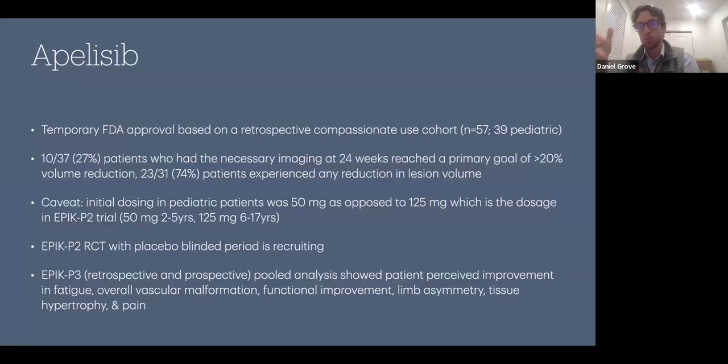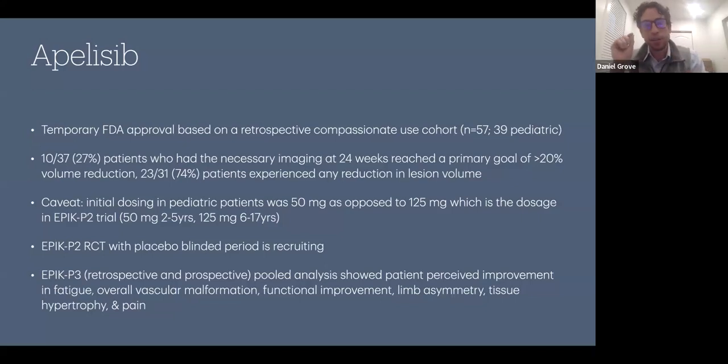At week 24, since it's retrospective, they didn't have before and post imaging on all the patients, but they noticed that about 30% of the patients who did have imaging had more than 20% volume reduction, and about 3/4 of patients had some form of volume reduction. But some of the exciting things they were able to show were great improvement in patient quality of life outcomes, things like fatigue, overall perception of the vascular malformation, functional improvement, patient-perceived limb asymmetry, tissue hypertrophy, and pain. They saw great reductions in these.